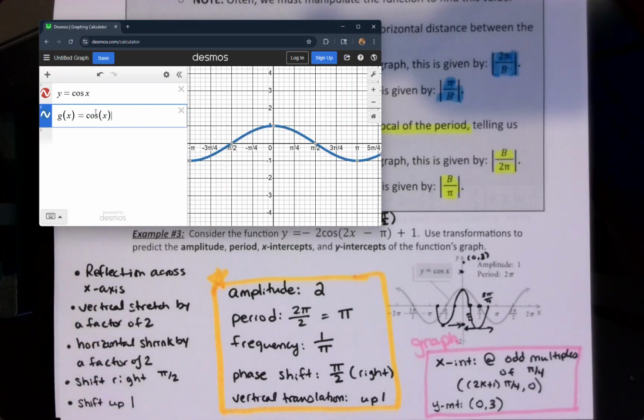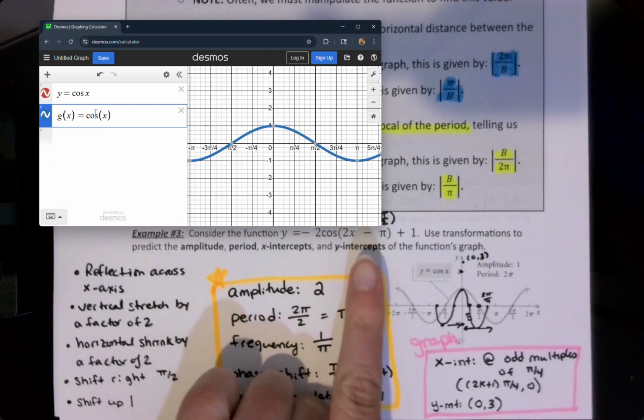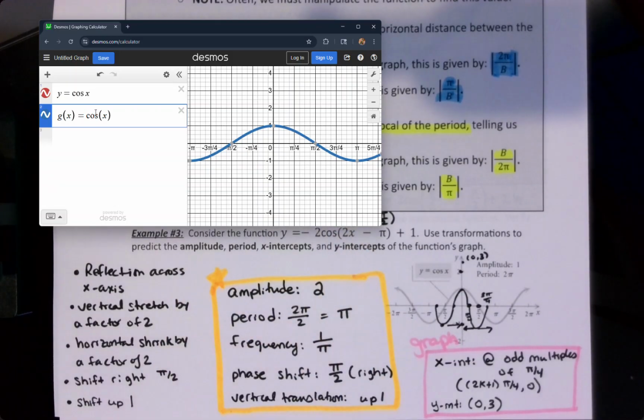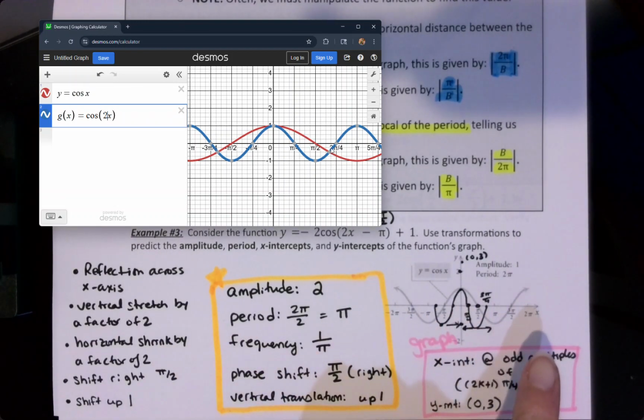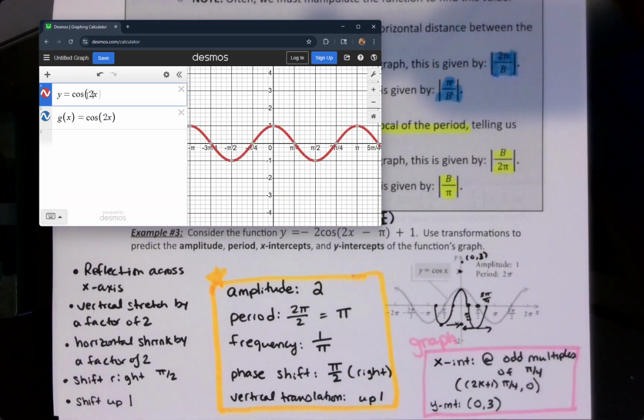And the graph I want to do, one transformation at a time, we're going to work from the inside out. So we're going to start with the 2, which is the horizontal shrink. So the blue graph is horizontally shrunk. It now intersects, like we said, at pi fourths and 3 pi fourths and so on. That's done the job we were hoping.